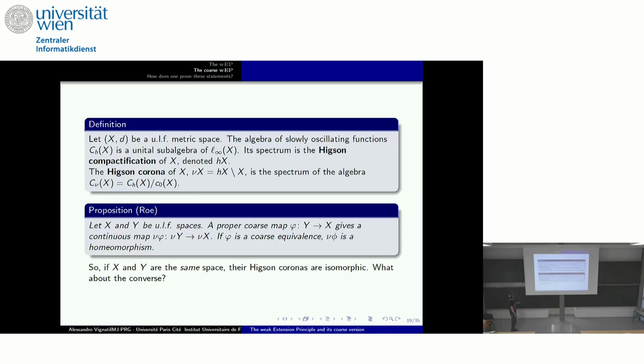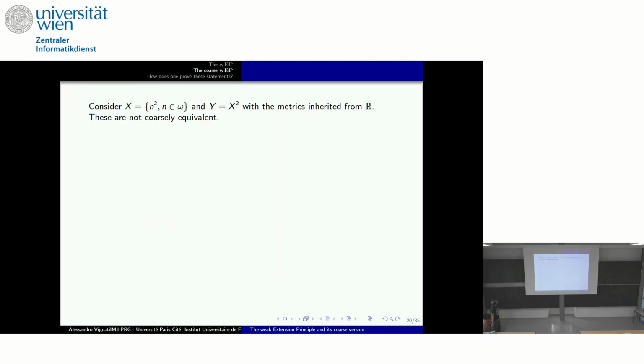Or I can even just ask, let's say that I have two spaces whose coronas are homeomorphic. Can I say that the spaces are the same, right? This iso should be homeo, right? So let's consider these two spaces, for example. I take the squares, so 0, 1, 4, 9, 16. I don't know what's next, but you can figure it out. And then I take the set of pairs. So this Y sits in R squared. So this is the pairs (1,1), (4,4), (4,16), (9,25), (25,9), etc., etc.